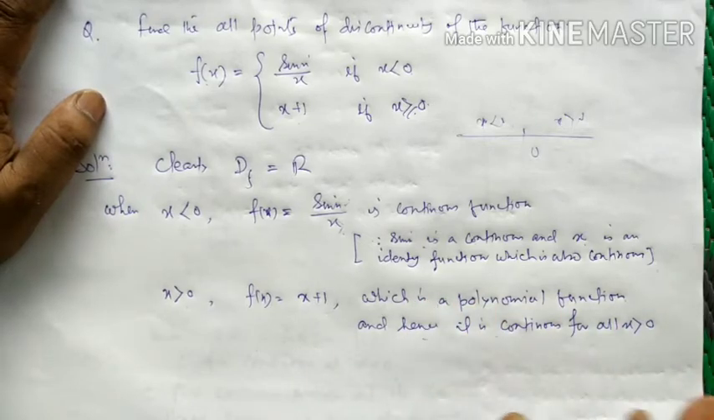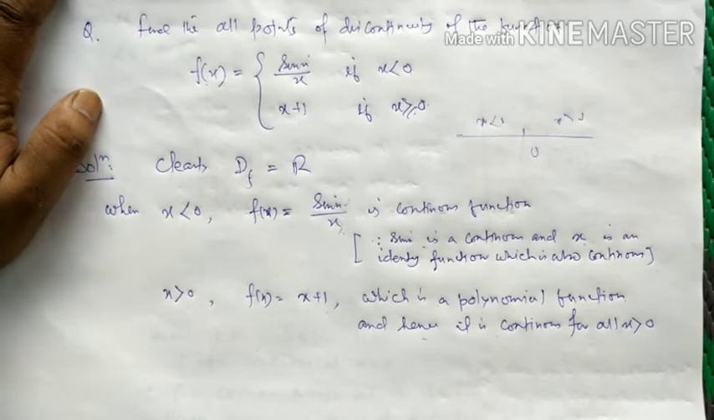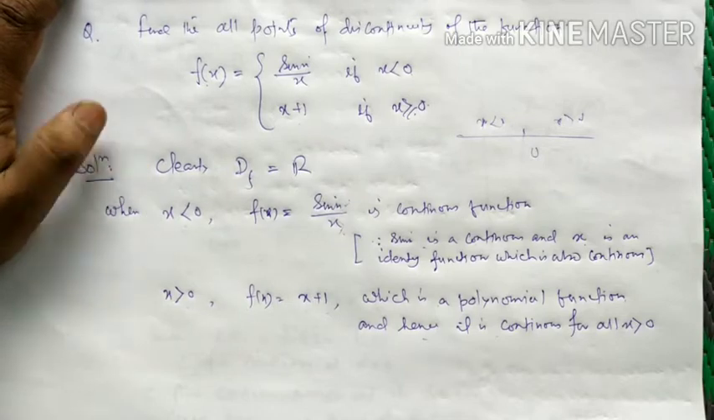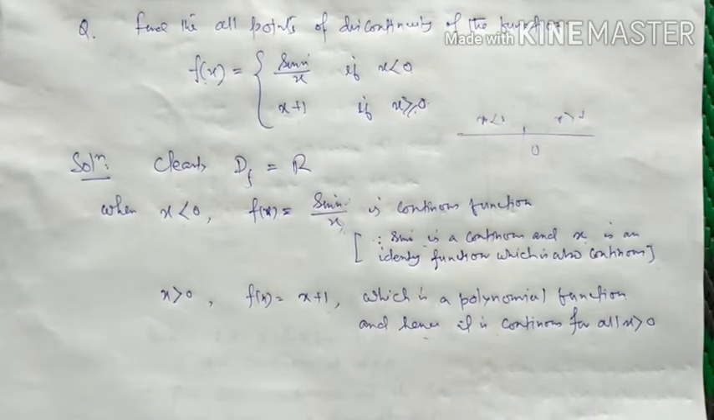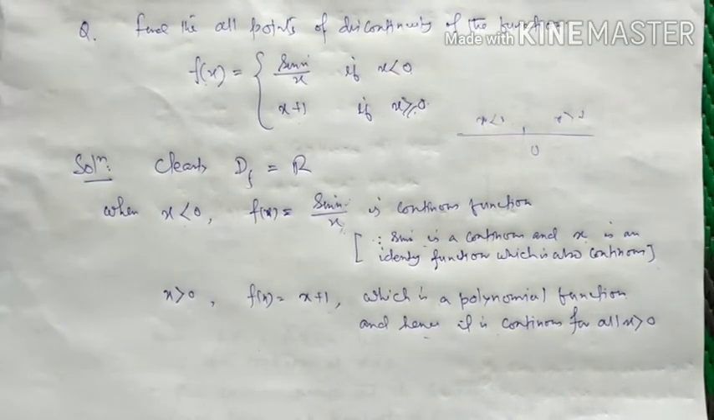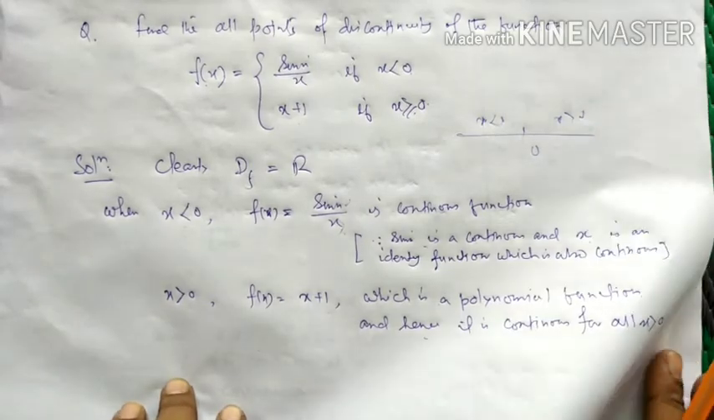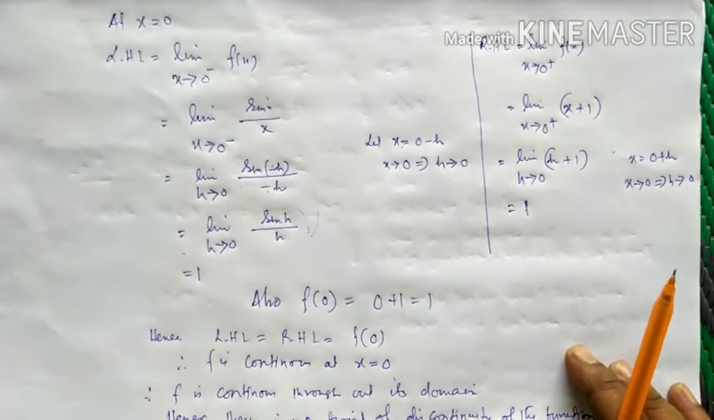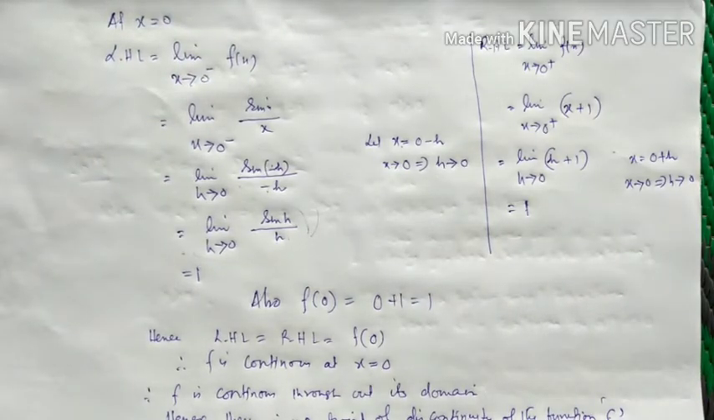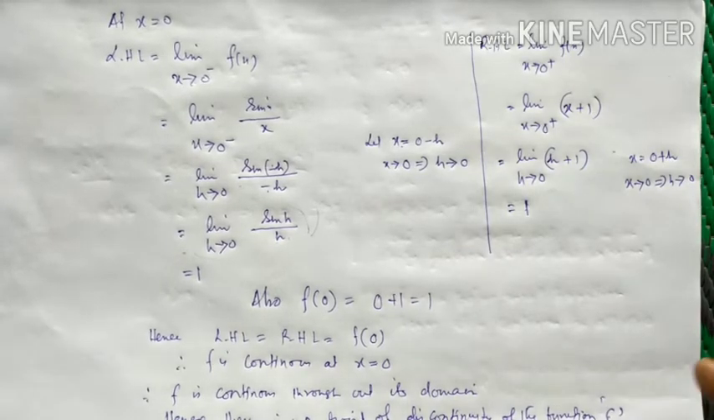So simply, in both the cases, for all positive real numbers greater than 0 and all negative real numbers, the function is continuous. Now we are going to show whether the function is continuous at x equal to 0 or not. Here x equal to 0 is a particular point. So here we are going to use the left hand limit, the right hand limit, and also the value of the function. If all these three are equal, we can conclude that the function is continuous.